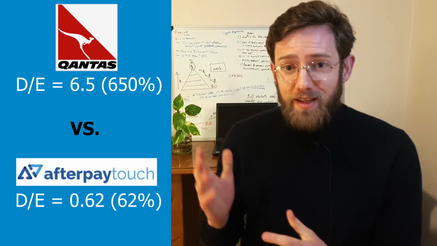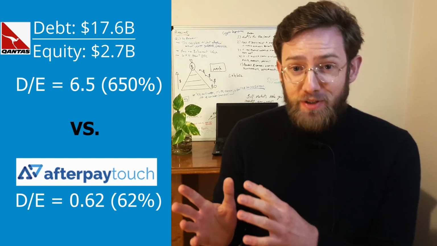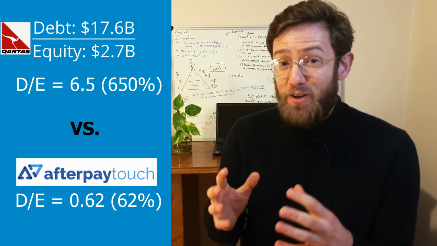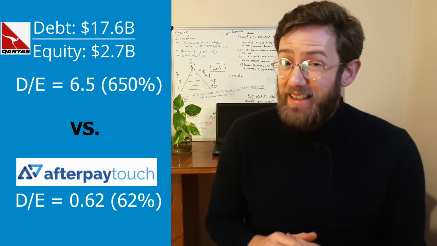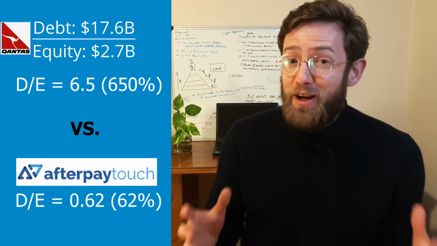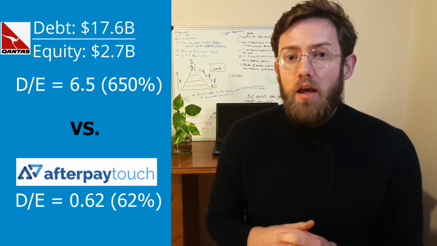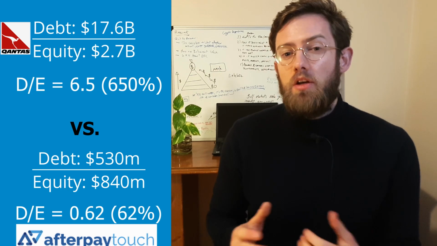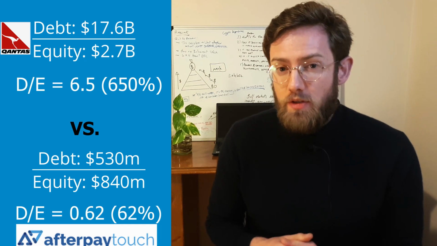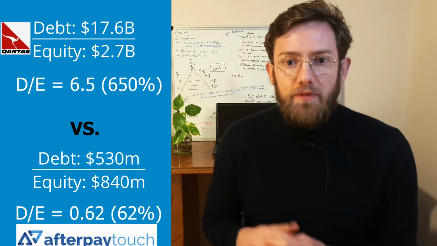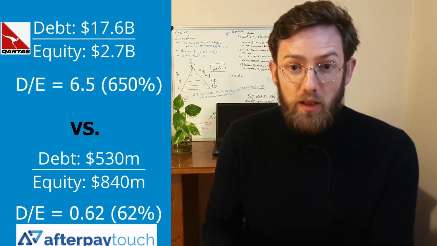Now, in the case of Qantas, it already has approximately $17 billion worth of debt, and only around $2.7 billion worth of owner's equity. Meaning, if push came to shove, how likely are you to actually get the money back that you lent them? On the other hand, Afterpay has around $530 million worth of debt that they owe, but around $840 million worth of owner's equity. In that case, how likely do you think you would be able to recover all of the money that you lent to Afterpay?